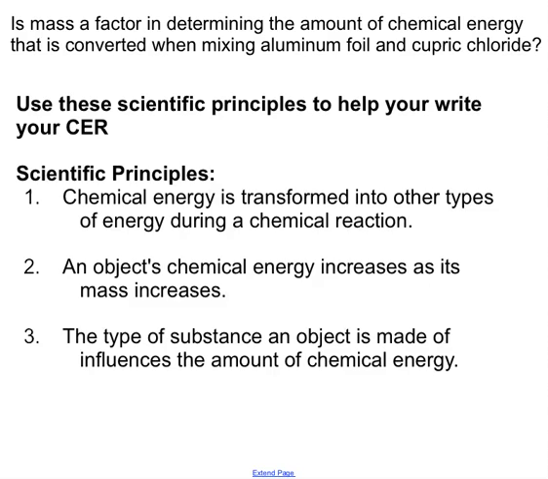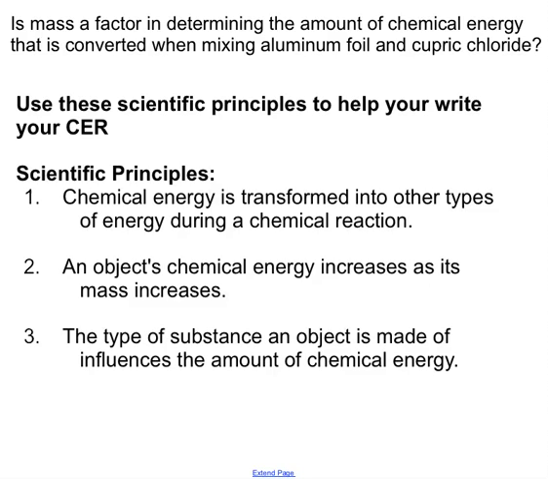I'm not going to tell you which one you need to use, 1, 2, or 3. But look at the sentence at the top. Is mass a factor? All I'm going to ask you to do is look at 1, 2, and 3. Which one talks about mass? And is mass a factor in determining the amount of chemical energy? In other words, if you change the amount of mass, does the amount of chemical energy change? So that should give away which one it is. I'm not going to tell you which of the 3, but is mass a factor is key to figuring out which one of the 3 you choose.